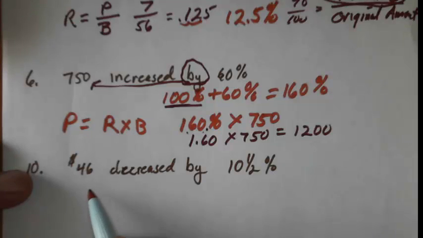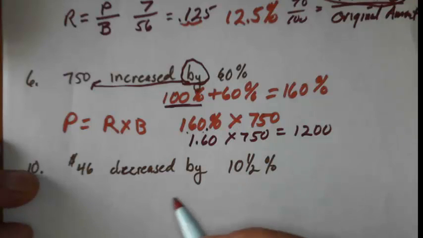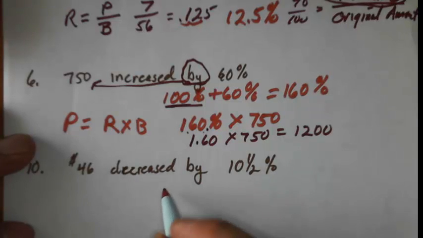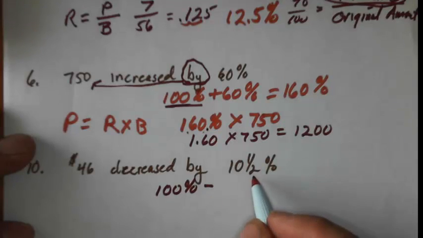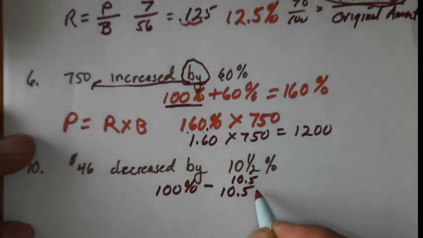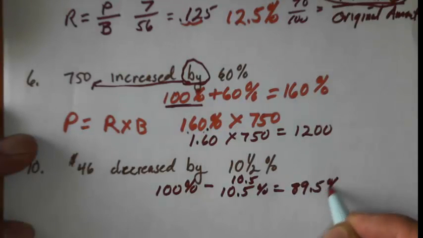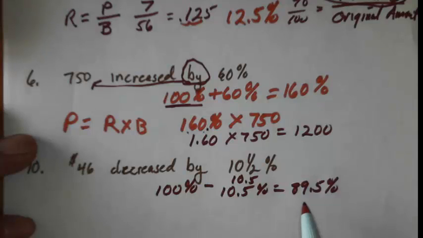Here we have $46 decreased by 10.5%. I picked this one because it's a two-parter. So as we're setting this up, we have to take all of it. So we have the 100%, and we're going to decrease it by 10.5. And I'm going to convert that right to the decimal right now. So we're subtracting 10.5 off of that. So then we would have 89.5% of the original value, because we took off that 10.5. Okay, so see how that came in there.